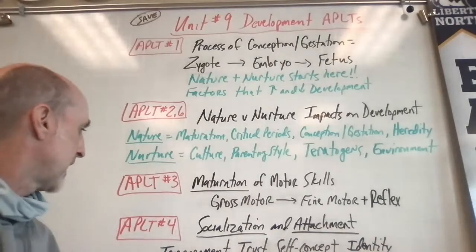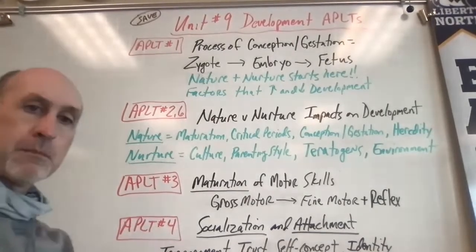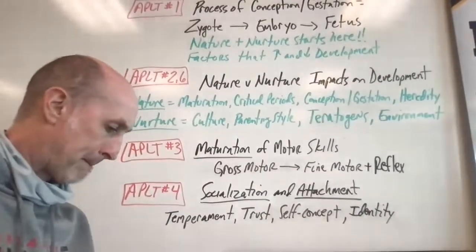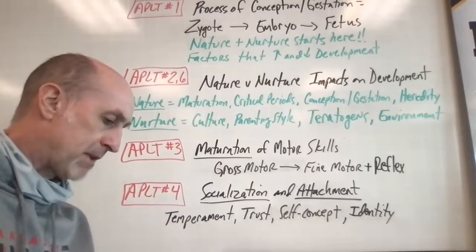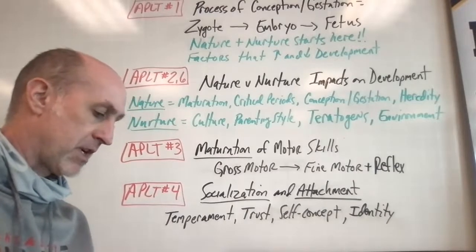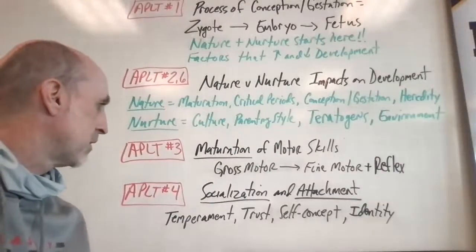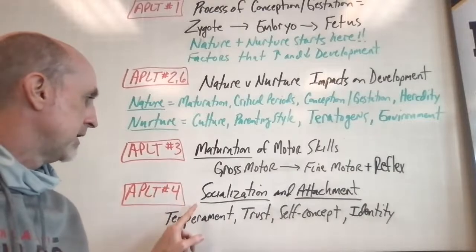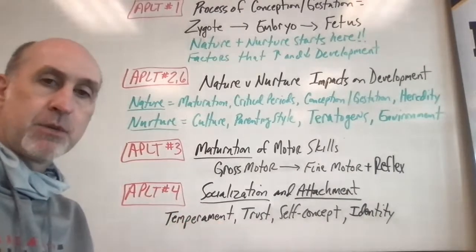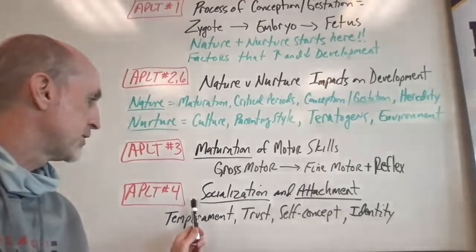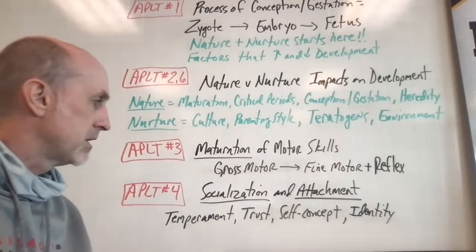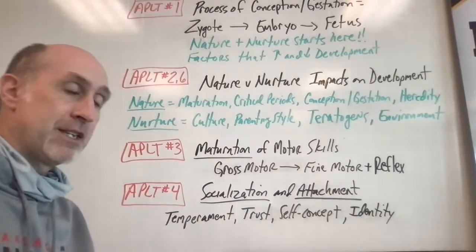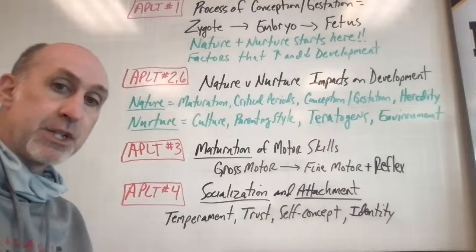AP Learning Target number 4, which says, describe the influence of temperament and social factors on attachment and socialization. So a big part of maturation is socialization and attachment. So again, we are social animals, so this is biological. We need to learn to socialize and to be able to attach, because if we don't, then we'll be isolated, and then generally survival is decreased a little bit.